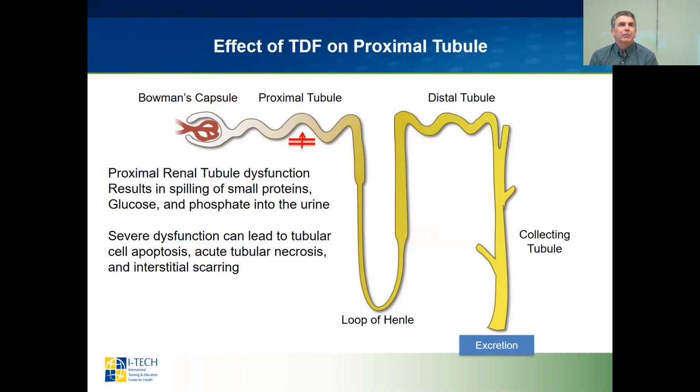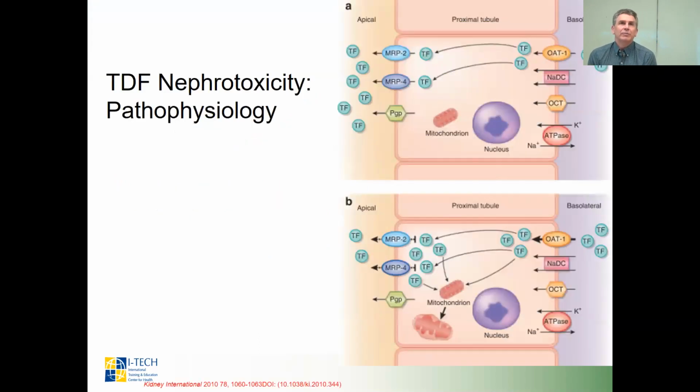And any disruption of the function of those cells can result in spilling of those compounds into the urine at inappropriate levels. Severe dysfunction can actually lead to death of these cells in the proximal tubule, acute tubular necrosis, even interstitial scarring. We've actually been able to work out the very likely pathophysiology of what's going on here.